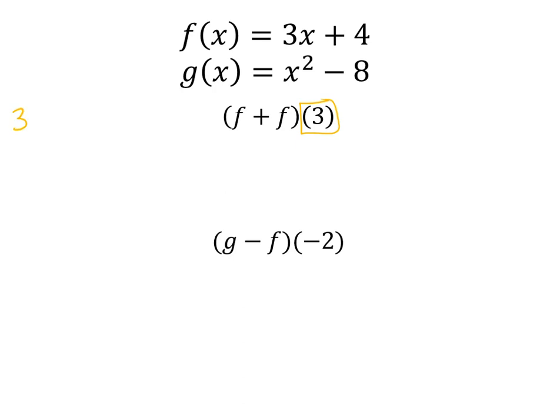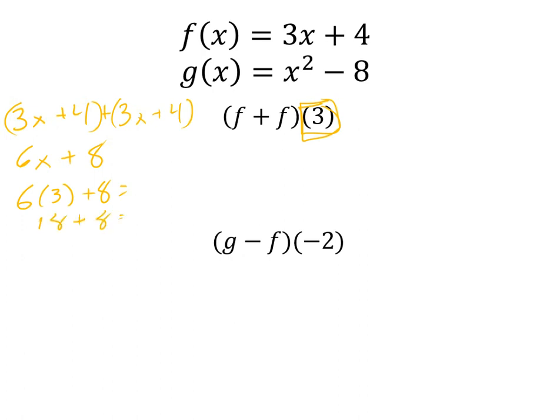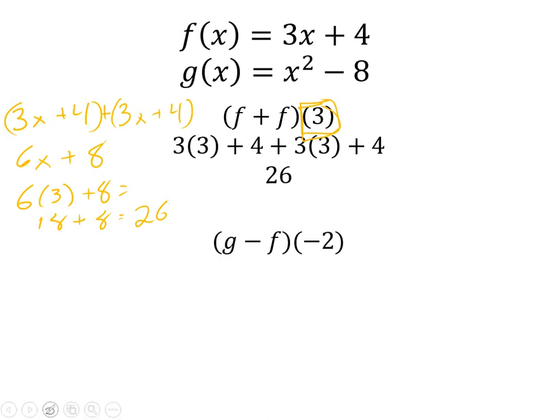What you'll do is you'll go 3x plus 4 plus 3x plus 4, okay, which is what f of x plus f of x is. Combine like terms, 6x plus 8. Okay. Now this 3 gets put in for the x, so it'd be 6 times 3 plus 8, which would be 18 plus 8, which would be 26. Okay, so that's one way of doing it. Now the way that popped up here is the second way of doing it, which I will do for the second one.